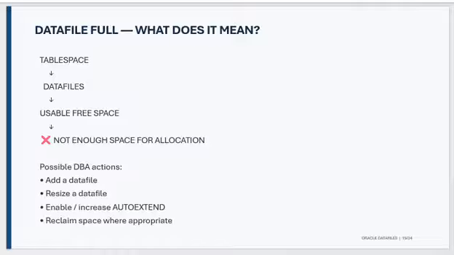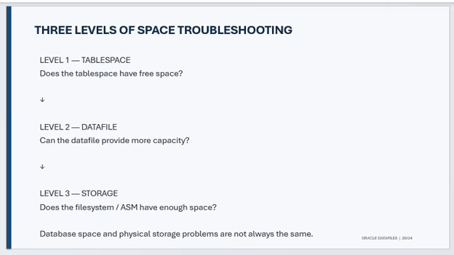Notice the distinction. Database space problems and physical storage problems are not always the same thing. A tablespace can need more space while the underlying file system still has plenty of capacity. Conversely, a data file may be configured to autoextend while the file system is almost full. So you need to inspect different architectures and different scenarios in real-life production database systems.